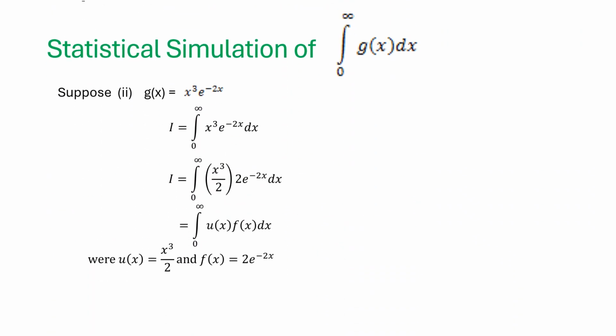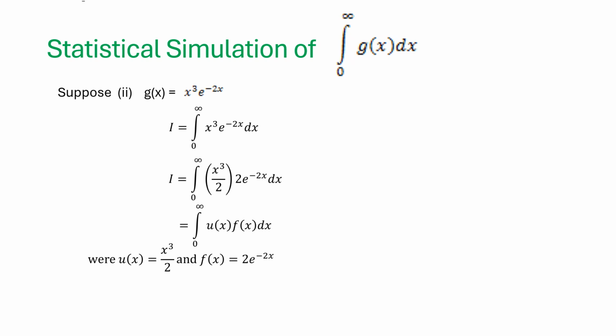You can improve the accuracy by increasing the sample size. I considered around 10,000 samples, so you can increase to 1 lakh or more. The more, the better; the accuracy improves. Let's look at another function, g of x equal to x cubed e power minus 2x. Here I suitably multiplied and divided by 2, so that I can make it an exponential distribution with parameter 2.